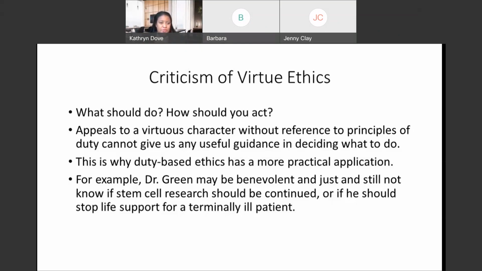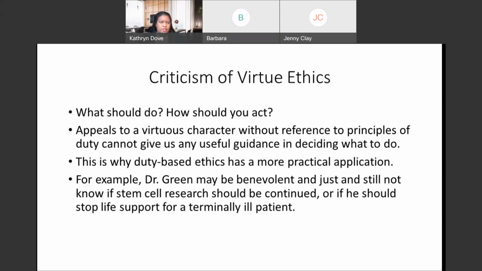And appealing to virtue ethics, I don't think will help you solve a workplace dilemma unless you're looking at some other moral theory, maybe like utilitarianism. That might help you solve a problem. You would weigh your pros and your cons and come up with a solution that has the best consequences.